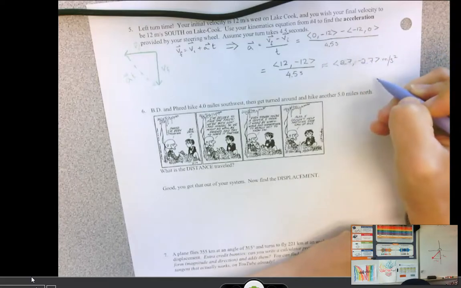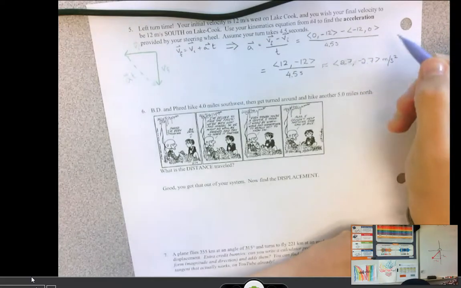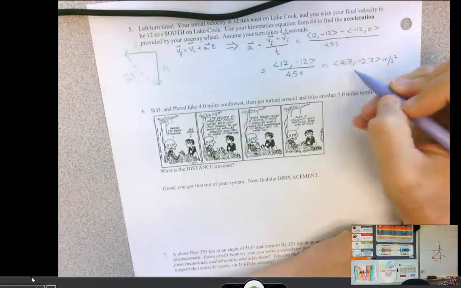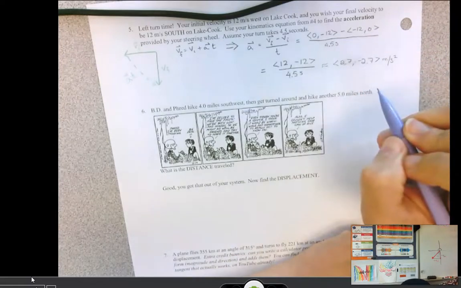Note negative because south. If you were programming the computer for the driverless car, this is how you would tell the car to steer itself.